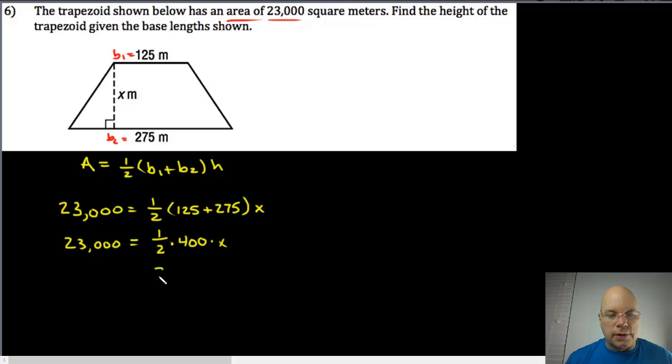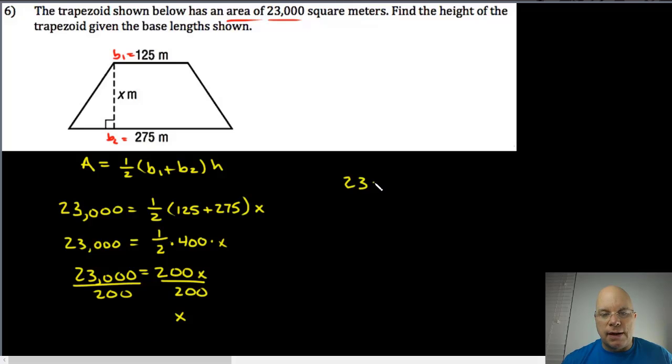Half of 400 is 200. So 200x equals 23,000. And then we would just undo this multiplying by 200 by dividing by 200. If I divide 200x by 200, I get 1x, which is just x. But I have to do it on both sides. That's the property of equality.